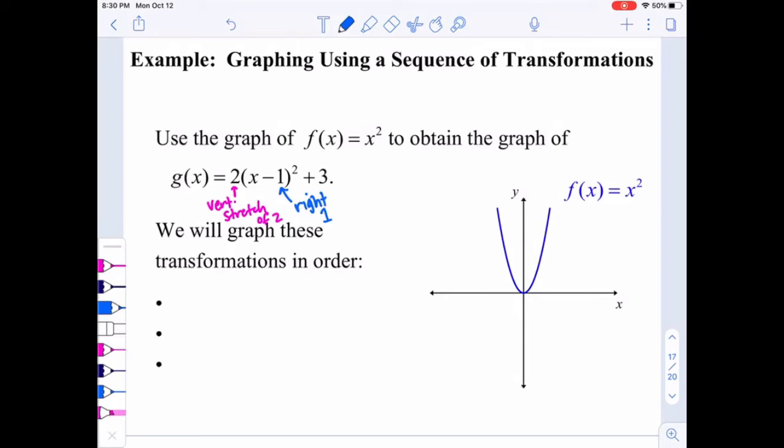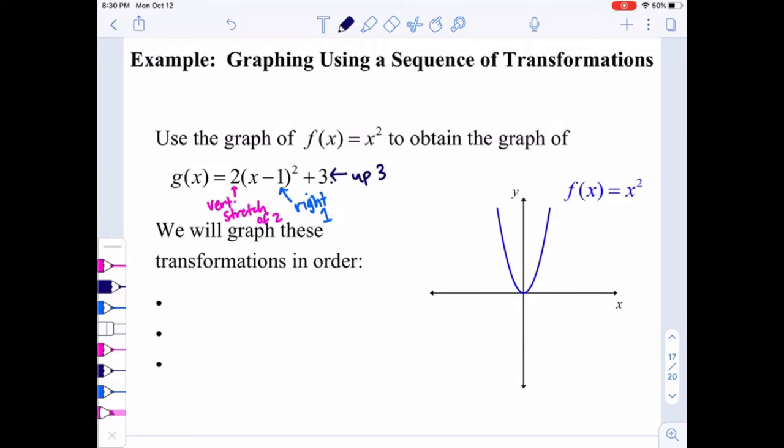So we're going to go to the right 1 unit. And then the last piece that we have is that plus 3 on the end. And the plus 3, something that's on the outside of the function, so to speak, outside is just going to move it, in that case, up or down. And this is going to end up being an up 3.